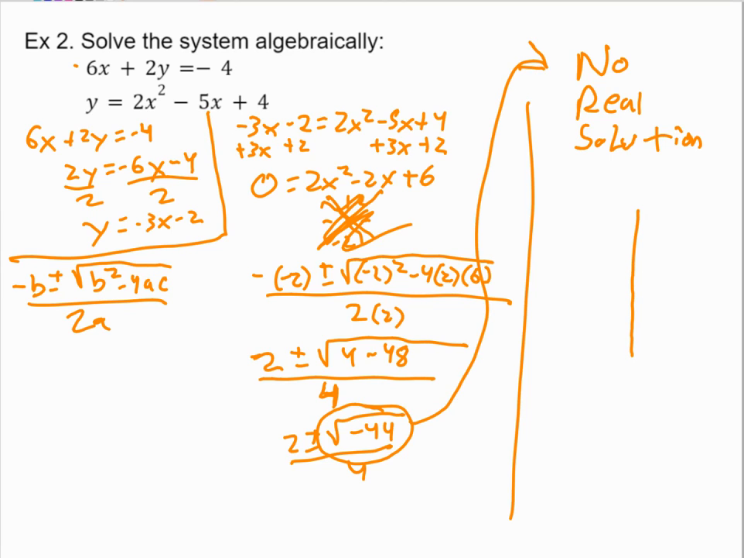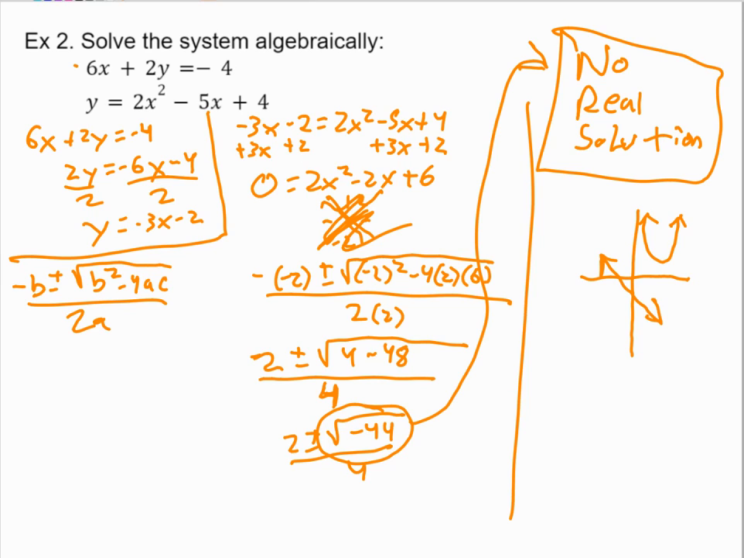If I was to sketch this graph, this is just going to be a very rough sketch. It would look something like this. Here's my quadratic equation, and here's my linear equation. They just don't cross. And that's all there is to it. So there is no real solution to this.